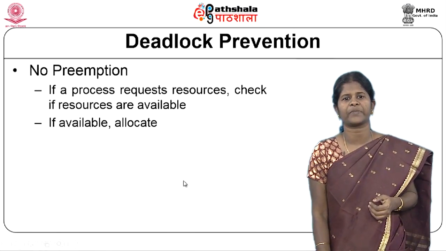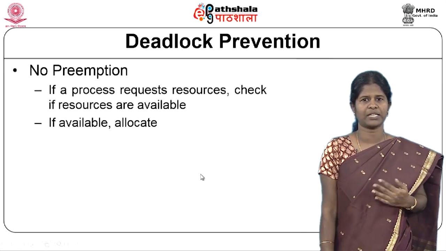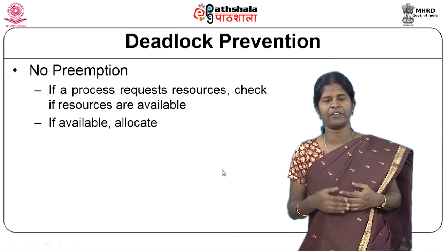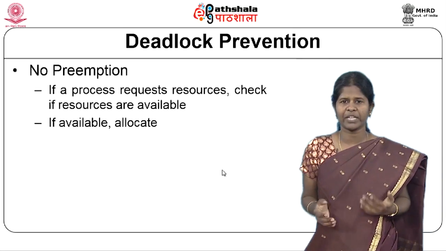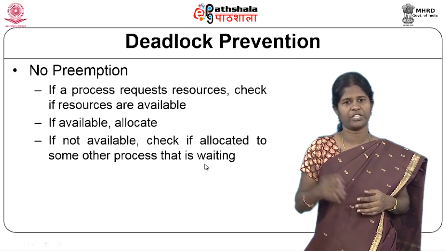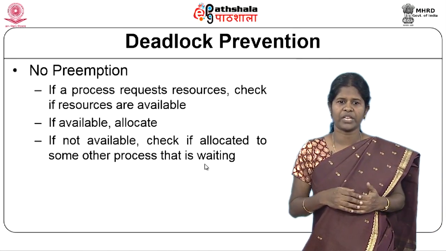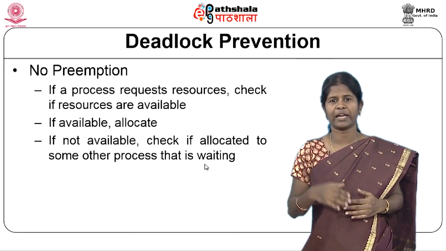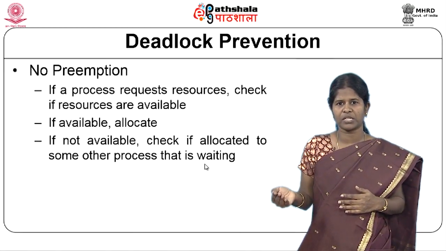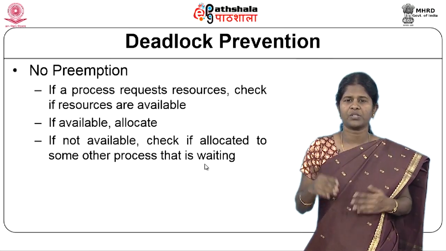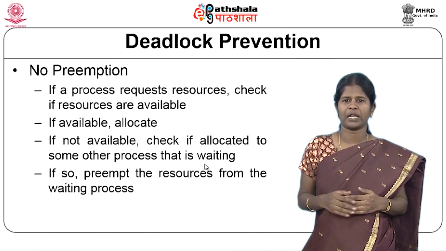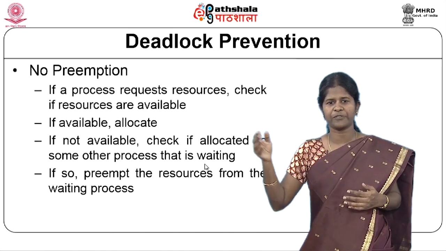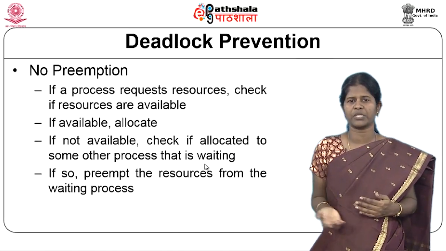another solution. If a process is requesting resources, you check if the resources are available. If they are available, you allocate them. If not available, then you need to check if the resource is currently allocated to some other process which is waiting. In that case, you preempt the resources from that waiting process and you use them and continue.